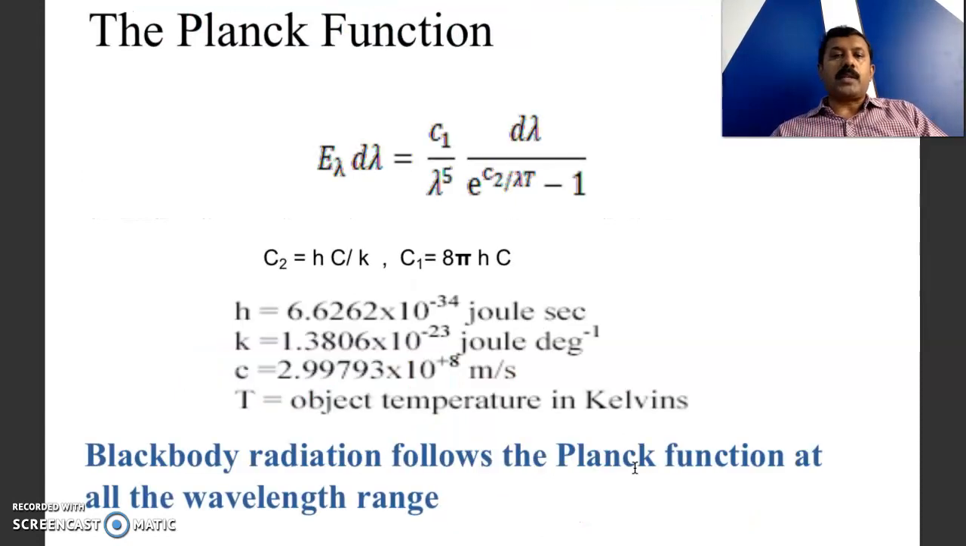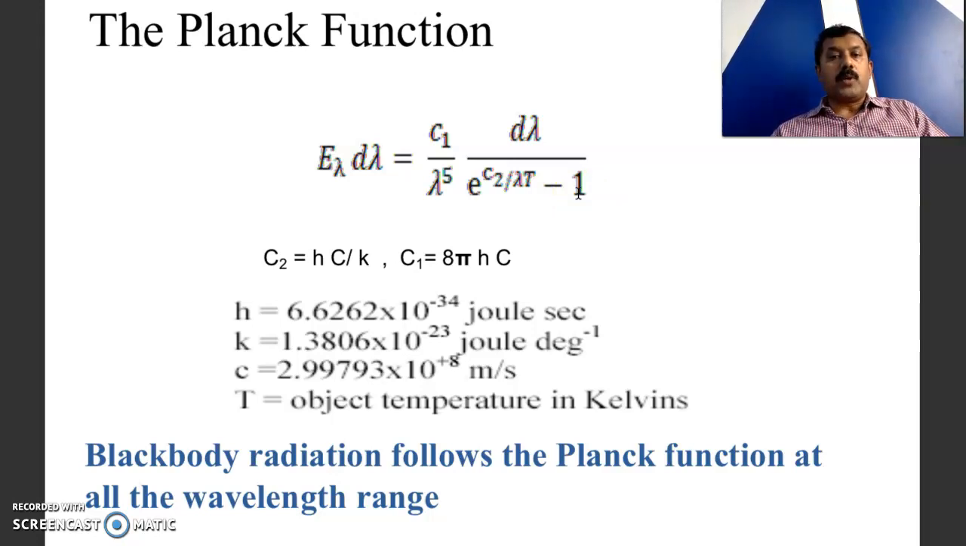Using this, Max Planck was able to derive another expression for the blackbody radiation spectrum, that is, the energy density of the blackbody radiation. According to him, E lambda d lambda is equal to some constant, say 8 pi hc divided by lambda to the power of 5, d lambda divided by e to the power of h nu by kT minus 1. So this is the expression. This is what is known as Planck's distribution law.